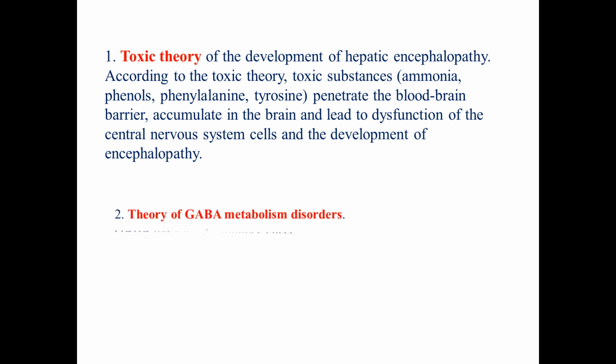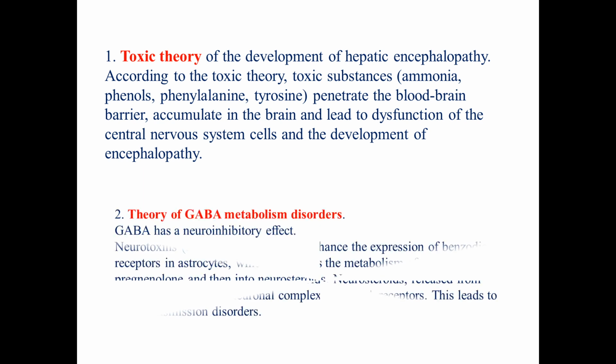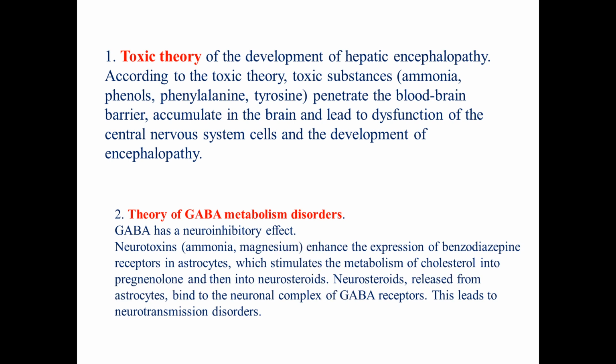There are two theories of development of hepatic encephalopathy: toxic theory and theory of GABA metabolism disorders. Toxic theory of the development of hepatic encephalopathy. According to the toxic theory, toxic substances like ammonia, phenols, etc. penetrate the blood-brain barrier, accumulate in the brain, and lead to dysfunction of the central nervous system.